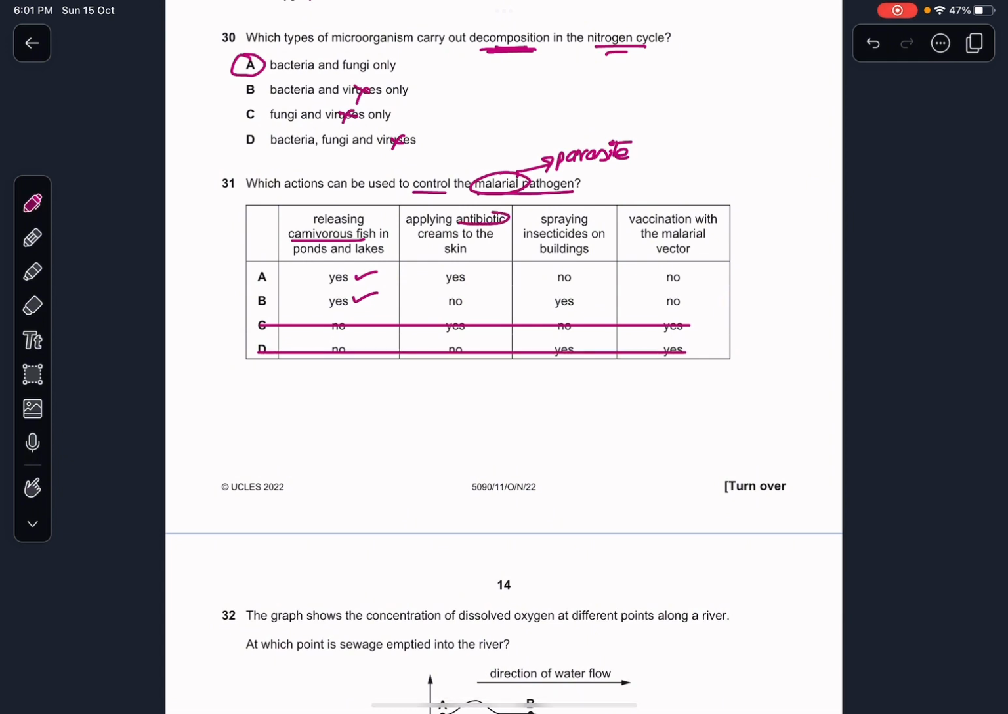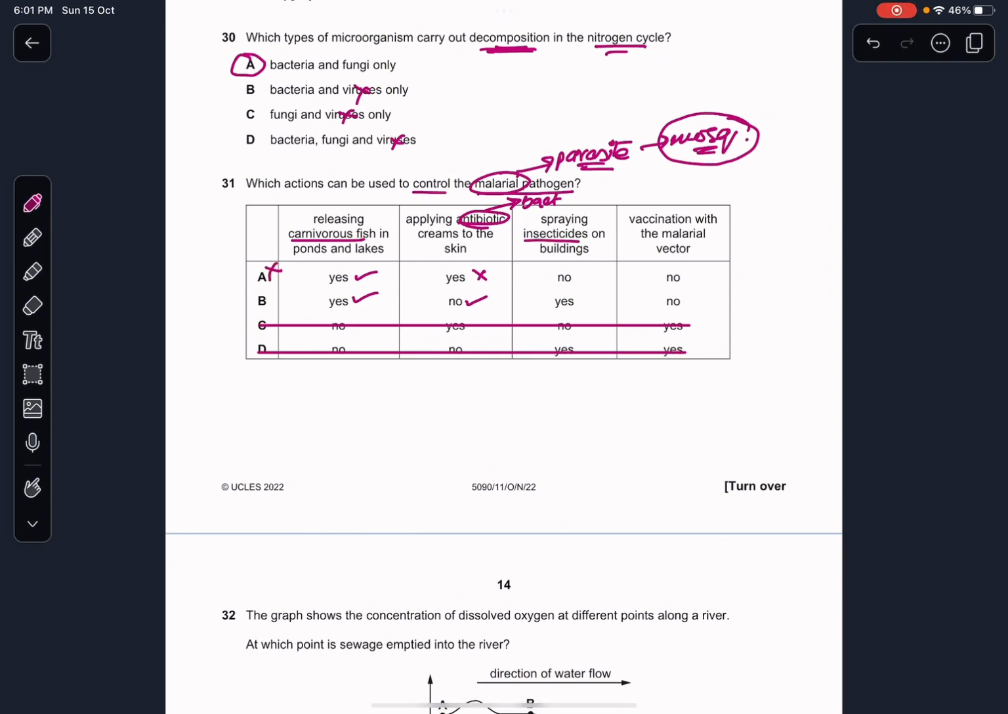Next, applying antibiotic cream to the skin. No, because antibiotic is what kills bacteria, and malaria is not a bacteria. It is actually a parasite that is transmitted via a mosquito. Mosquito is the vector. So we particularly need to kill the mosquitoes. Antibiotic cream is going to kill the bacteria, which is not present over here. So this is going to be no. So essentially A is out of the equation, but we're going to confirm our answer.